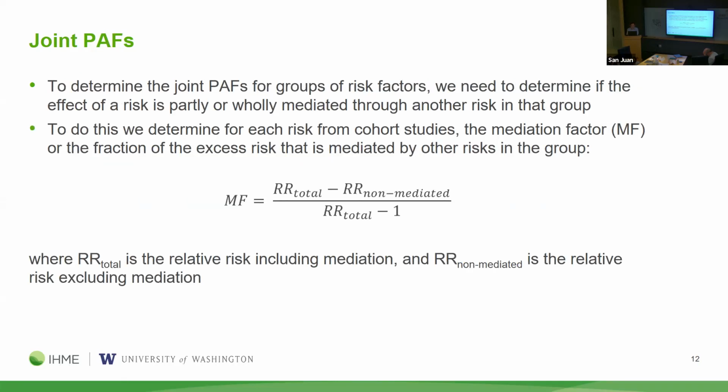So for the joint population attributable fraction, the key issue here is to determine the extent to which a risk's effect is either partly or wholly mediated through another risk in that group. And to determine that, we use the available cohort data. Sorry, publications.